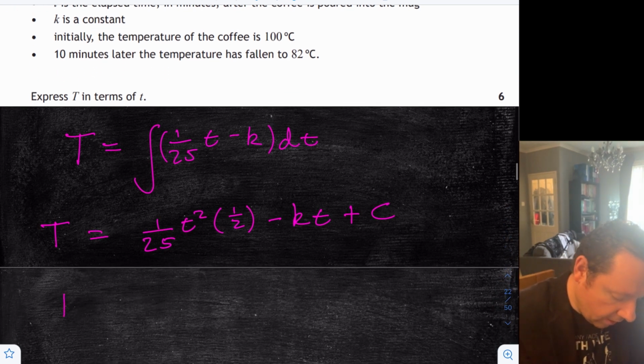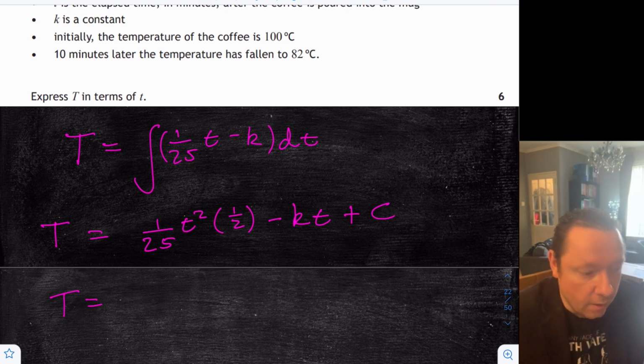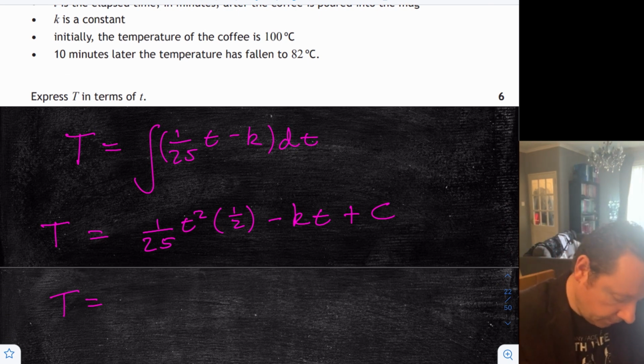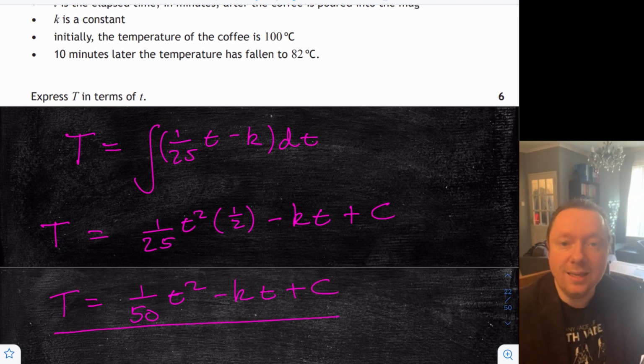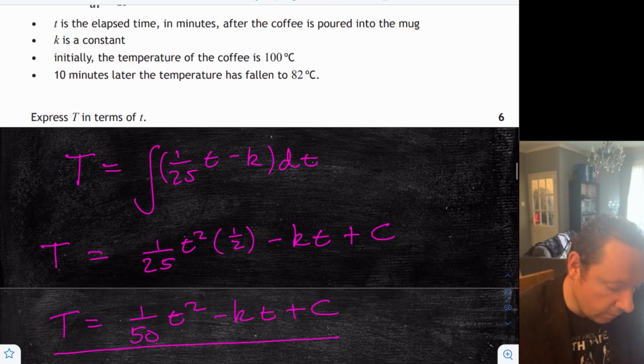Let's just tidy that up. Dividing by a half, we get 1 over 50 t squared minus kt plus c. So there's our initial step, but then we need to eliminate that c, but luckily we're given some information. It says initially the temperature of the coffee is 100 degrees. 10 minutes later, the temperature has fallen to 82 degrees. Express T in terms of t.